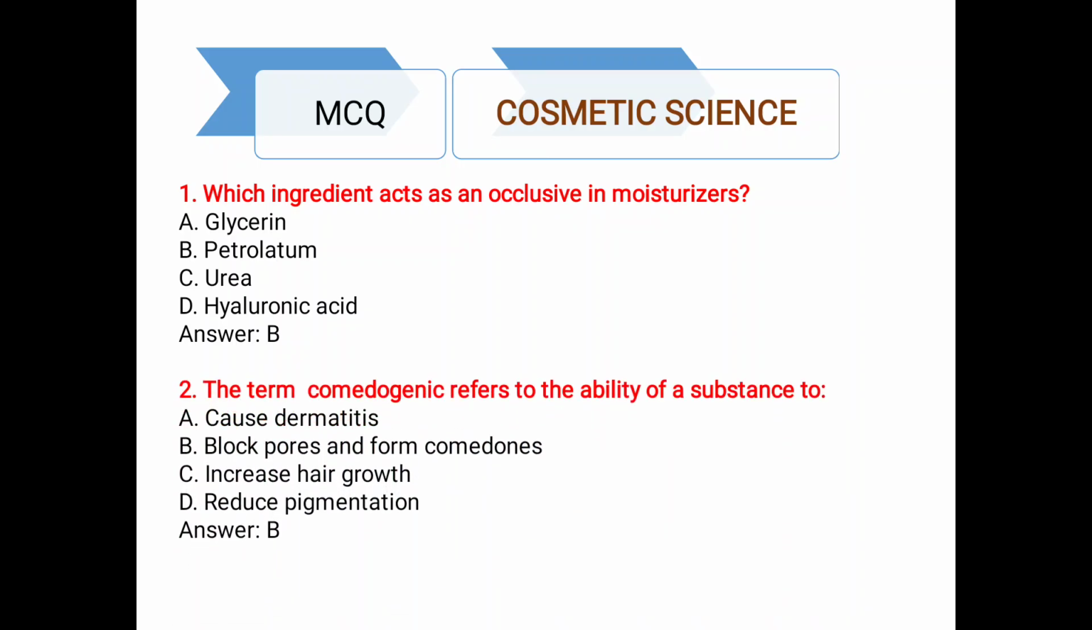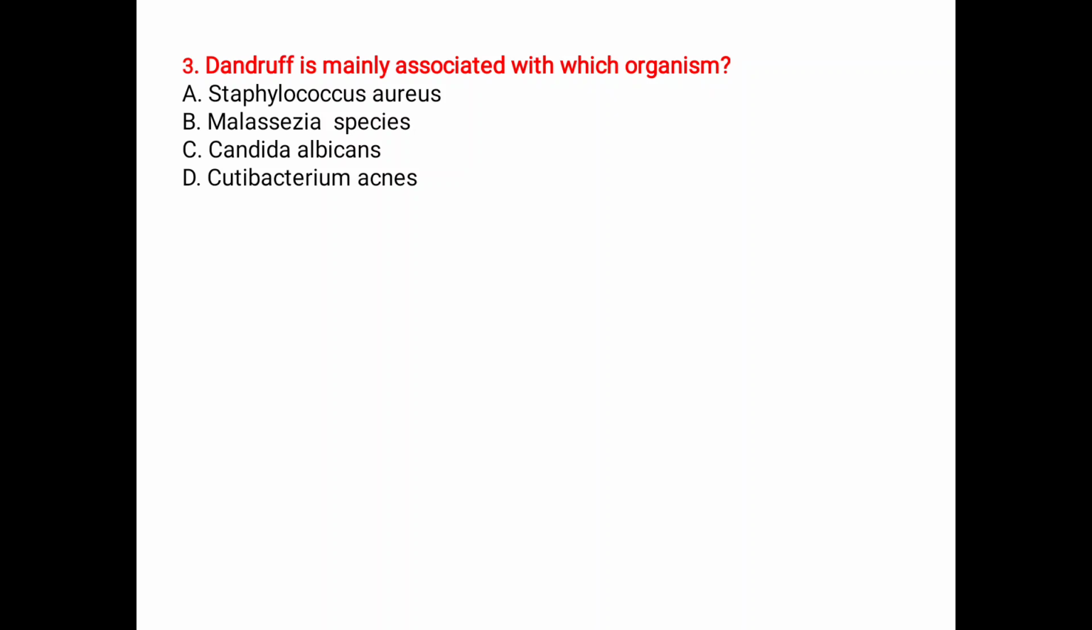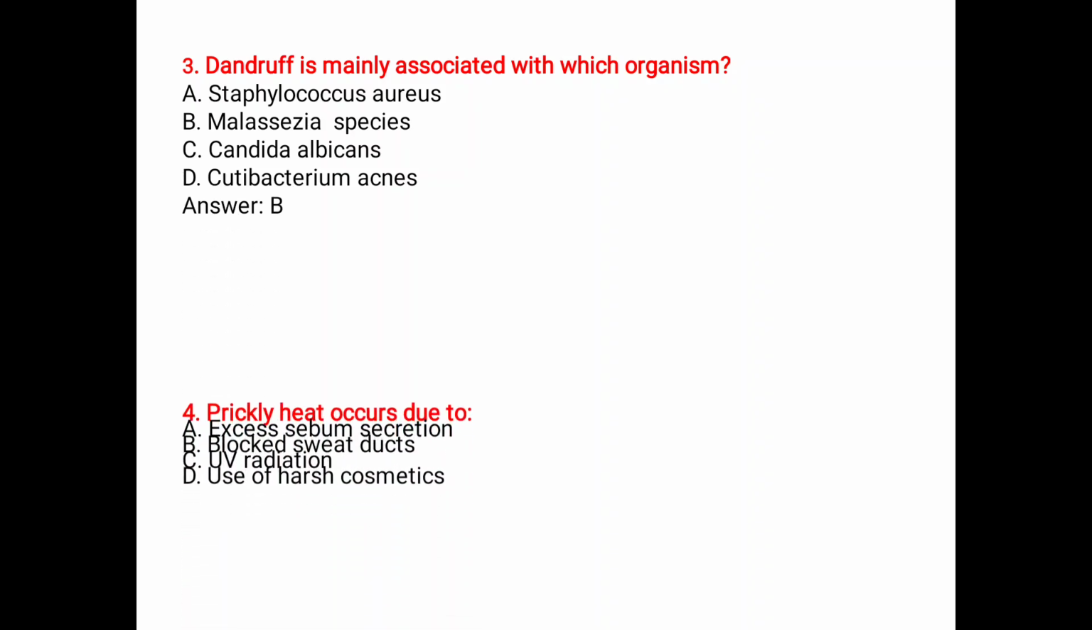Next, the term comedogenic refers to the ability of a substance to: A, cause dermatitis, B, block pores and form comedones, C, increase hair growth, and D, reduce pigmentation. So B is correct: block pores and form comedones. Next, dandruff is mainly associated with which organism? A, Staphylococcus aureus, B, Malassezia species, C, Candida albicans, and D, Cutibacterium acnes. B is the correct answer.